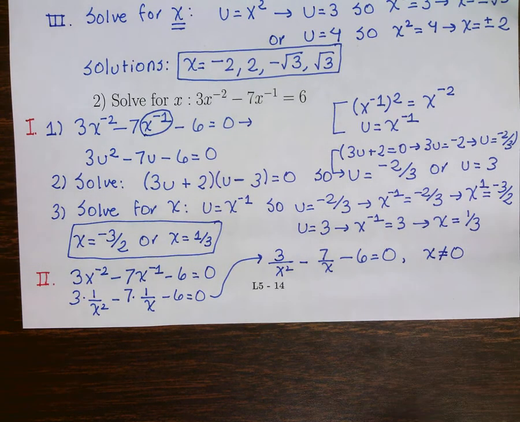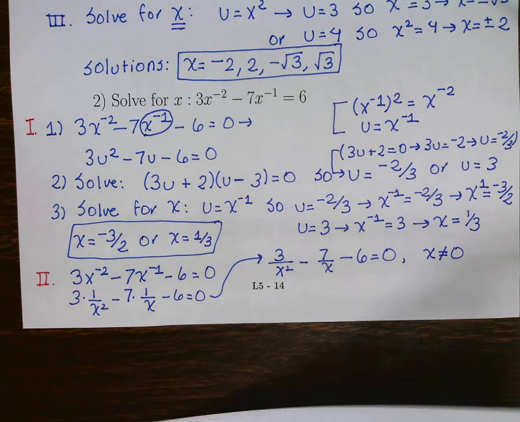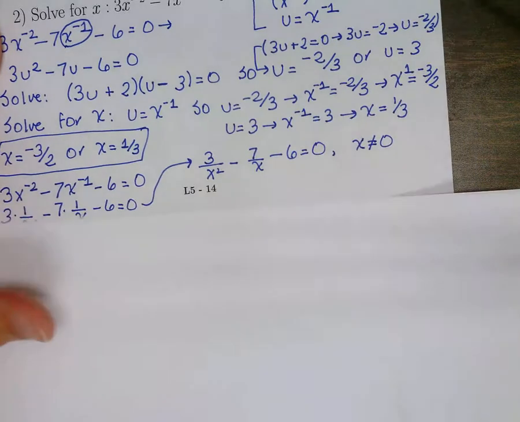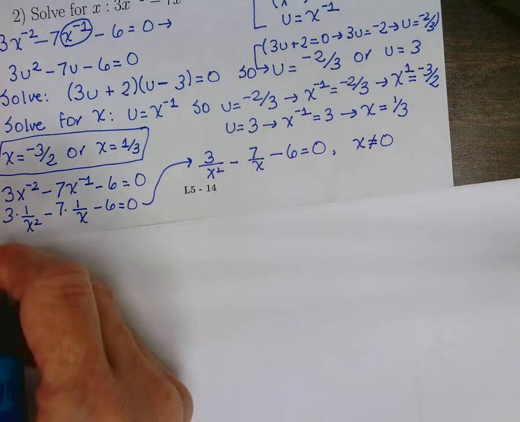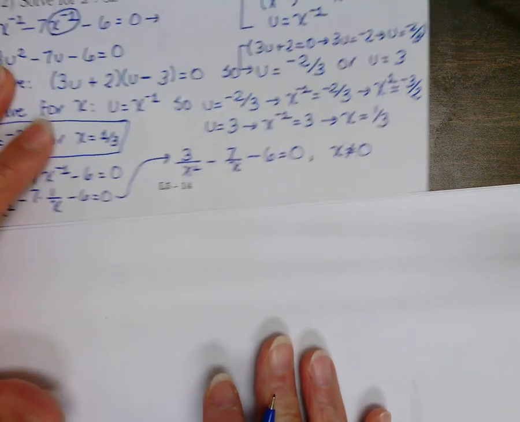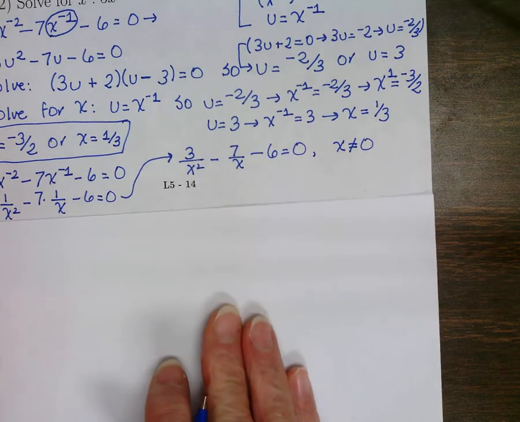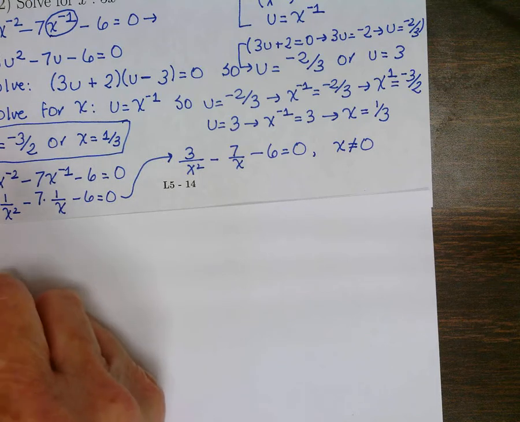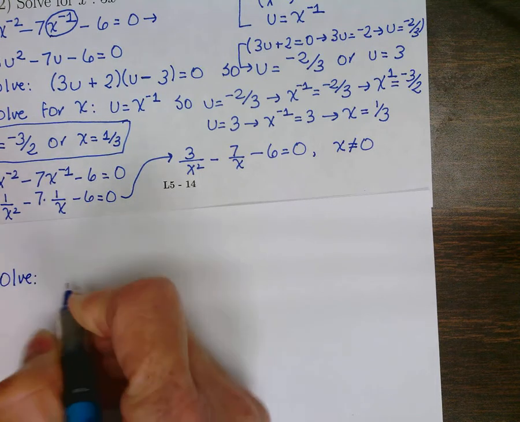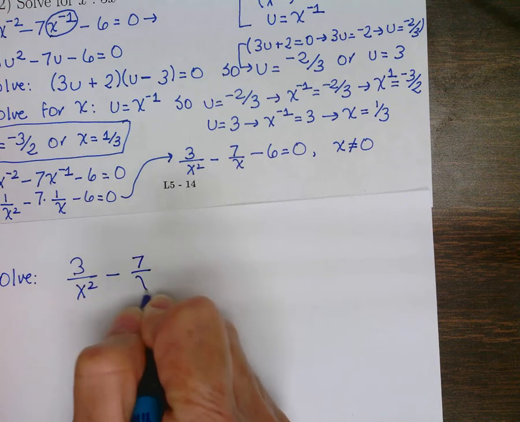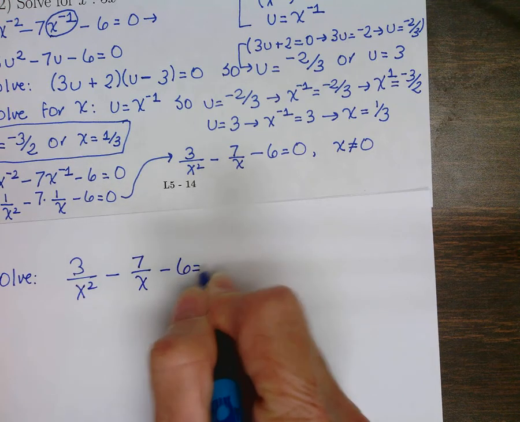And then what could I do? Well, let me go ahead and get a piece of paper here, and I'll actually work it out for you, and then we're actually done, I promise. Okay, so let's solve that. Let's see if we can solve the equation. Three over x squared minus 7 over x minus 6 equals 0.